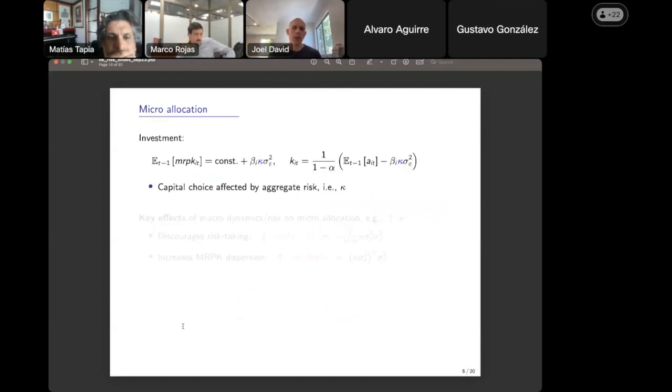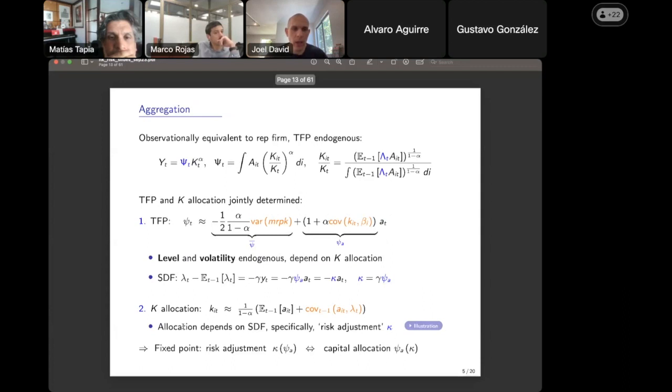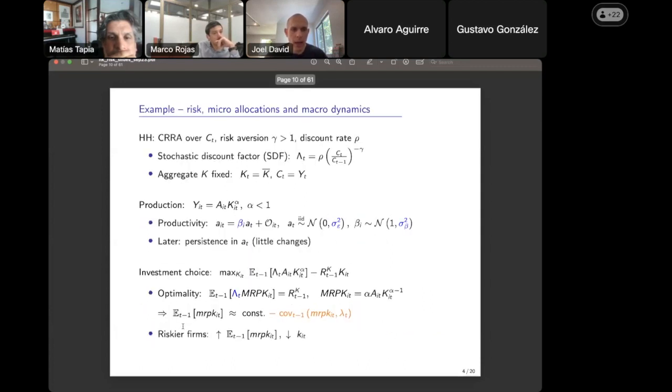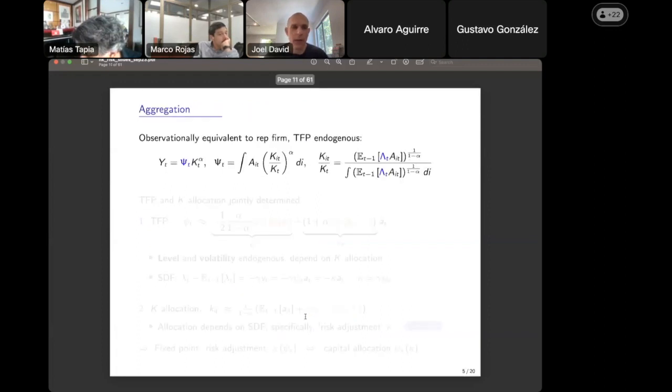Okay, good. So starting with the microallocation, what I've done on the left-hand equation is solve out for this conditional covariance. So remember, sorry, I have to flip back. I had expected marginal product of capital as a constant plus a risk premium, which is the negative of this covariance term. Given that I know now the dynamics of the discount factor determined by kappa, I know what the marginal product looks like. I can solve out for that covariance.